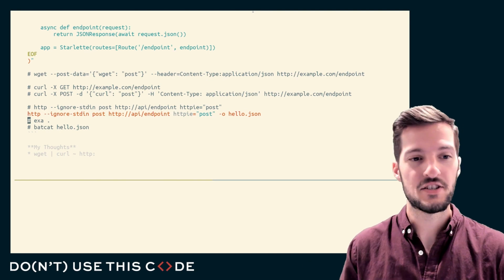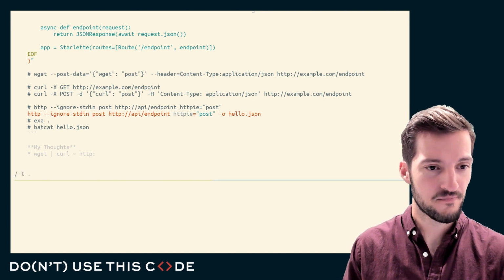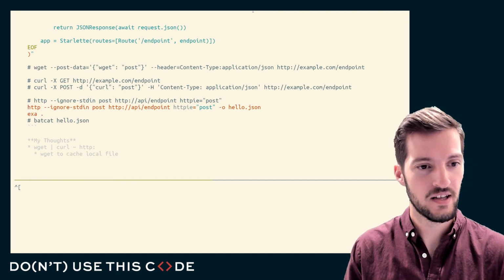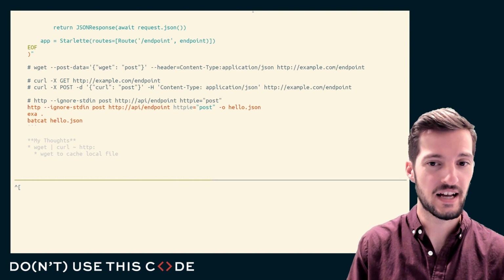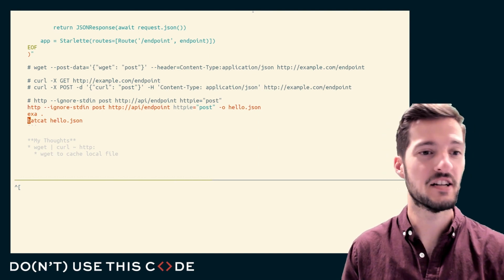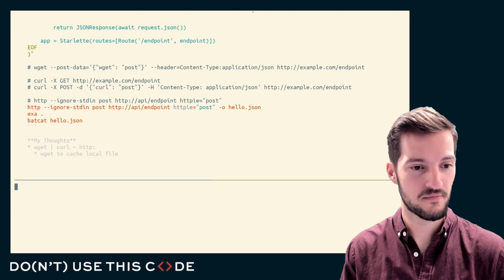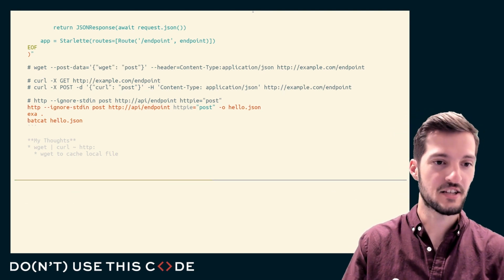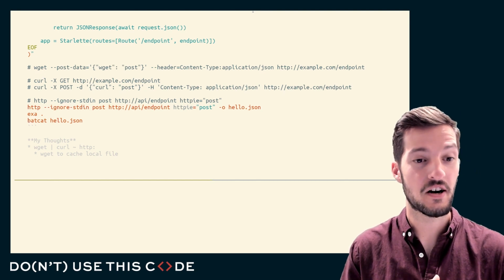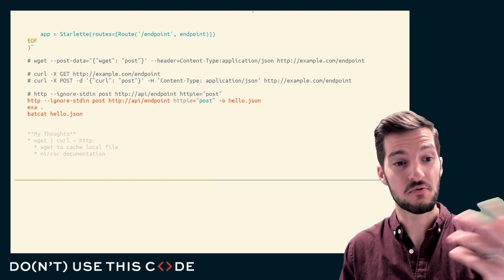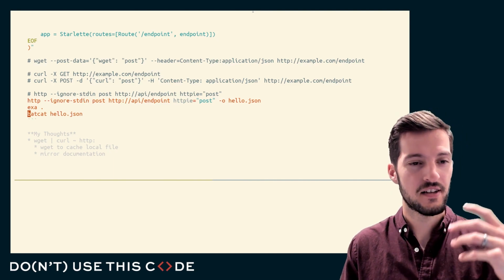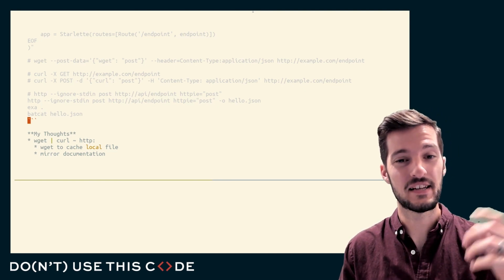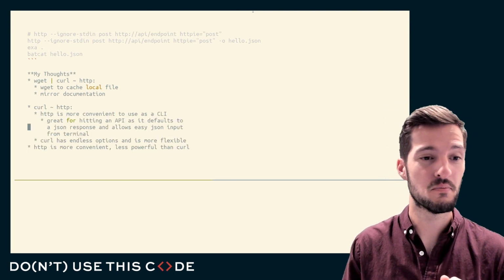And we can even save that JSON to a file. And so here we'll see I save it to a file called hello.json. I can exa and search that file. And then I can use bat in order to parse its contents. And so this will show that I have, in fact, saved a file called hello.json, and inside of it is that JSON response of HTTPie equals post.